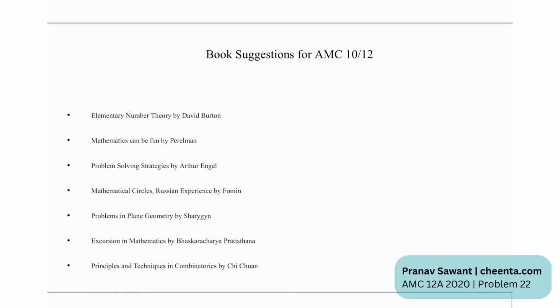Okay, so you have some book suggestions for AMC 10 or 12. Elementary Number Theory by David Burton. Mathematics Can Be Fun by Perelman. Problem Solving Strategies by Arthur Engel. Mathematical Circles, The Russian Experience by Fomin. Problems in Plane Geometry by Sharygin. Excursions in Mathematics, and Principles and Techniques in Combinatorics.